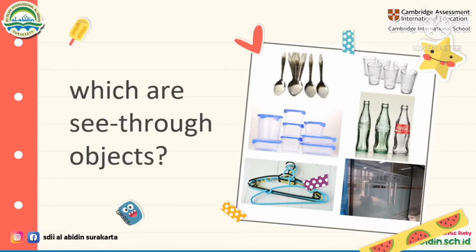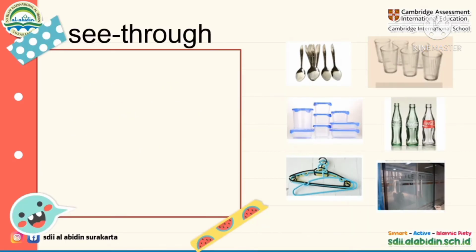All right then. So the next one we learn about is which are see-through objects. So we have a spoon, glass, bottles, and we also have a window glass and a hanger, and I could also see a Tupperware here. So which one is the see-through object? A see-through object is an object you can see through.